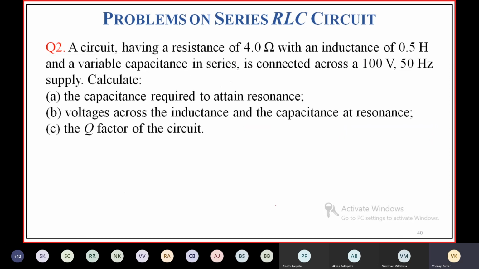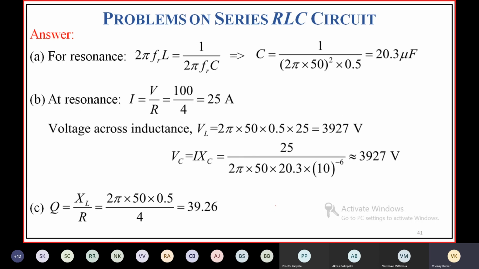A circuit having a resistance of 4 ohms with an inductance of 0.5 Henry and a variable capacitance in series is connected across 100 volts. Calculate the capacitance required to attain resonance, the voltage across inductance and capacitance at resonance, and the quality factor of the circuit. At resonance, XL is equal to XC, so from this you can find the value of capacitance.